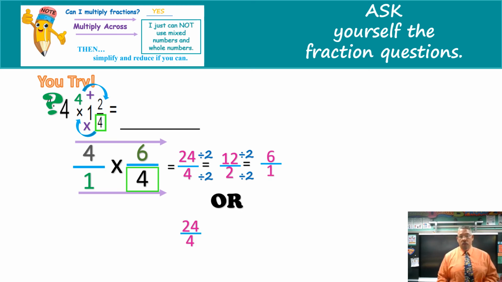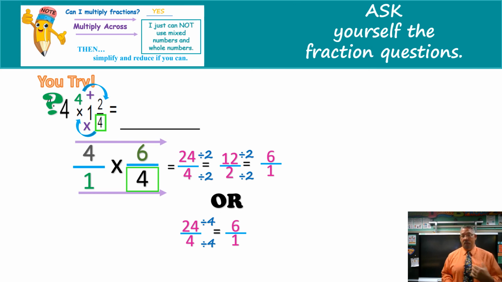The other way you could have done it is you could have started with your 24 fourths and said, well, I know 4 will go into both of them, so I'm just going to reduce by 4s and done it in one step. Once again, that's fine. It is a great way to do it, but it's not a required way of doing it. 4 will go into 24 6 times, and 4 will go into 4 1 time, and we still end up with 6 over 1.